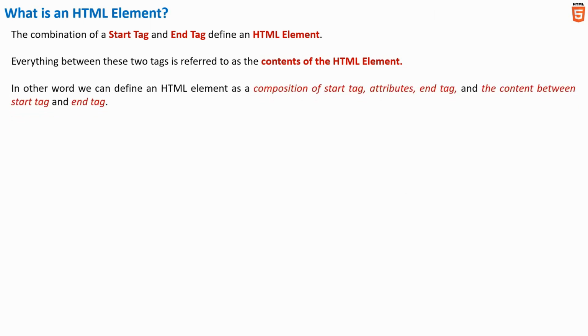Or in other words, we can define an HTML element as a combination of a start tag, some attributes, an end tag, and the content between the start tag and the end tag. So the combination of all these things is an HTML element. That is, an HTML element is a composition of a start tag, some attributes, an end tag, and some content in between the start tag and end tag.